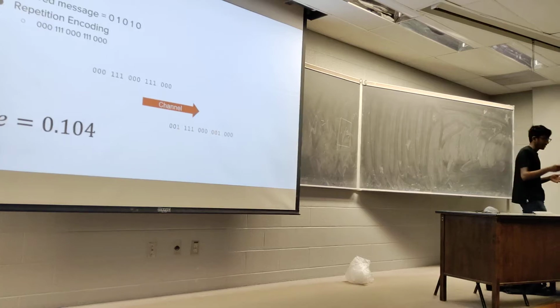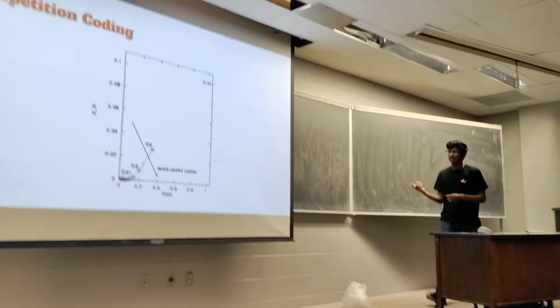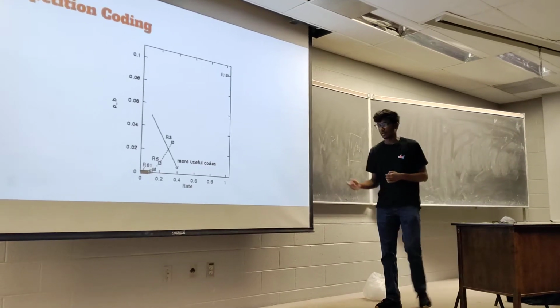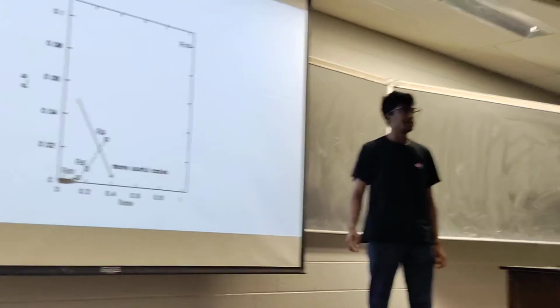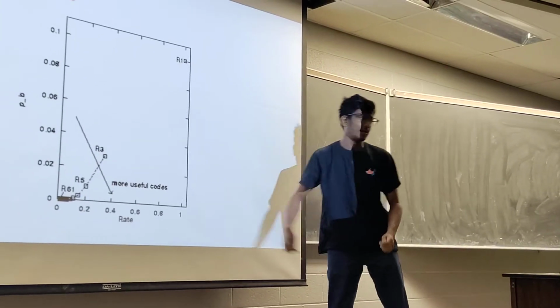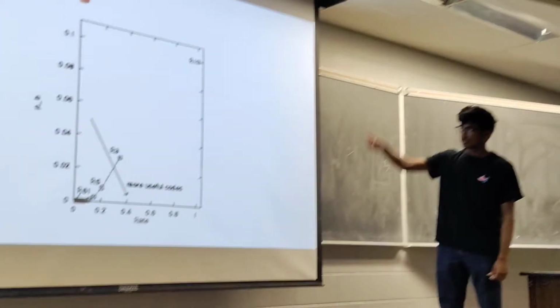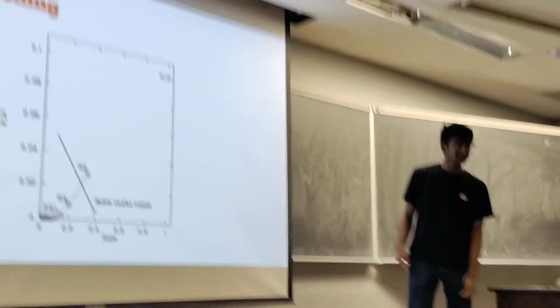You can imagine the space of everything possible, right? On one axis, I have the rate. The further you go, the less information you're sending. The other axis has the probability of error. The further up, the more error you get, and you want to end up somewhere down here. And that's the repetition codes. You can see a nice function leveling off to the origin.